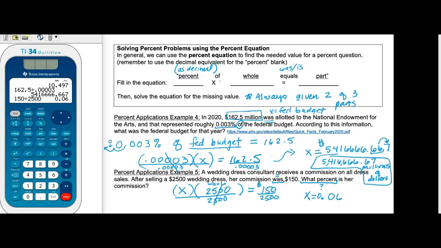Now keep in mind that when we're writing these equations, whatever the number is for the percent in the equation, that's the decimal form of the percent. So this is the decimal form of the percent. So if I want the percentage, then I have to take this decimal and I move it 2 spots to the right or multiply by 100. So the percentage is 6%. So she has a 6%, or he, consultant, commission.